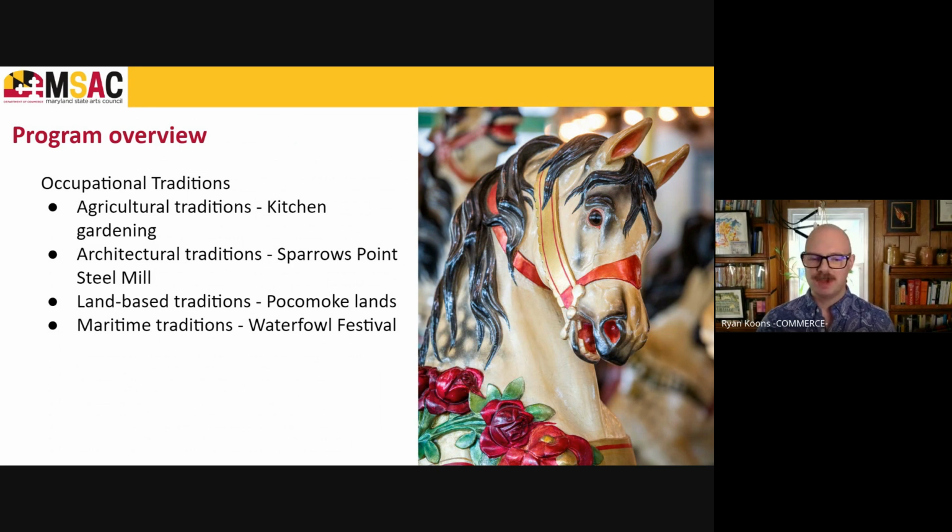But we're also talking about things like land-based traditions, such as indigenous relationships with land that go back thousands of years, such as the 2024 Pocomoke Indian Nations Pocomoke Homelands Heritage Award. We're also, of course, given the Chesapeake Bay and our many rivers in the state, referring to things like maritime traditions, such as the Waterfowl Festival on the Eastern Shore. Again, this is not an exhaustive list. This is just a smattering to give you a bird's eye view of some of the types of traditions that are eligible to receive the Heritage Award.